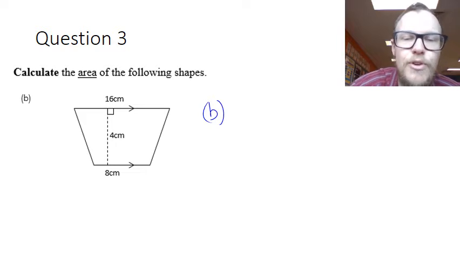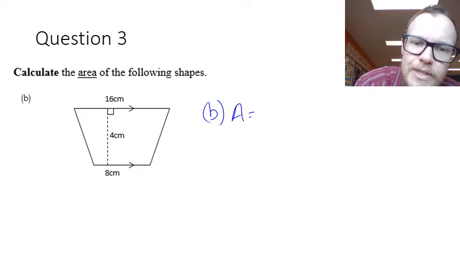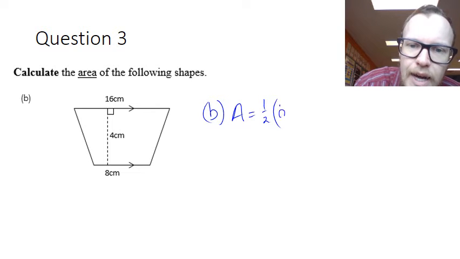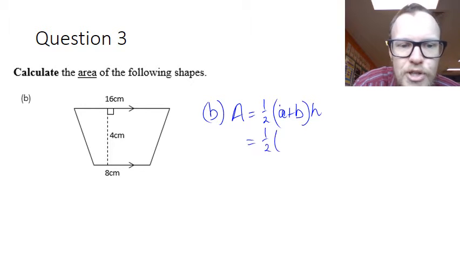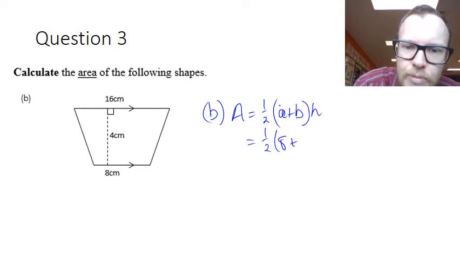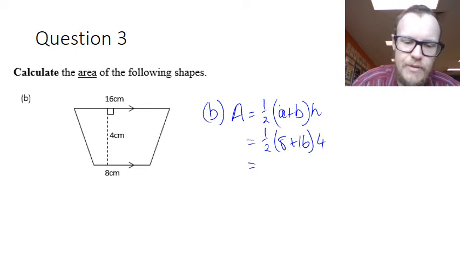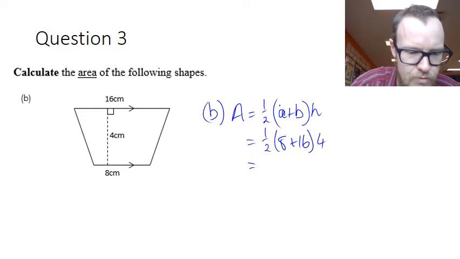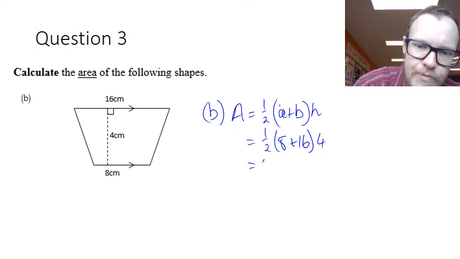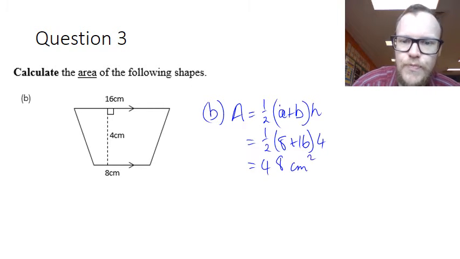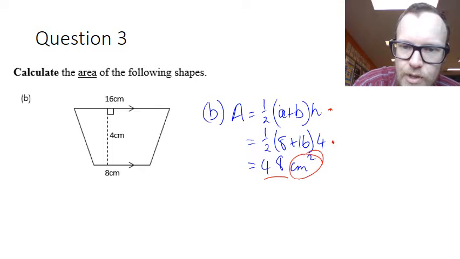For B, we've got a trapezium here. Formula for a trapezium is A is equal to 1/2 A plus B times H, 1/2, and substitute in, A is 8 plus 16 times H of 4. So this is going to be equal to 1 half of 8 plus 16. 8 plus 16 is 24 times 4, which is 48 square centimetres. So once again, we've got here formula, substitute in, answer, units.